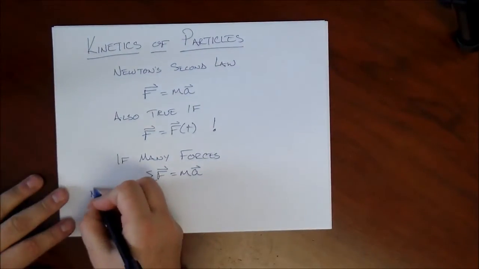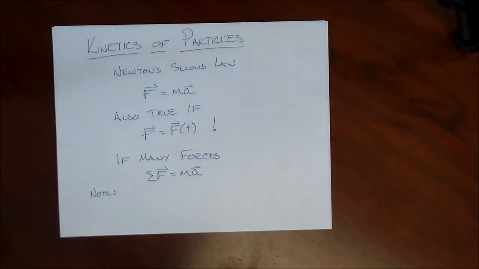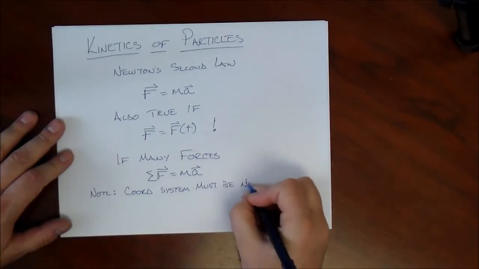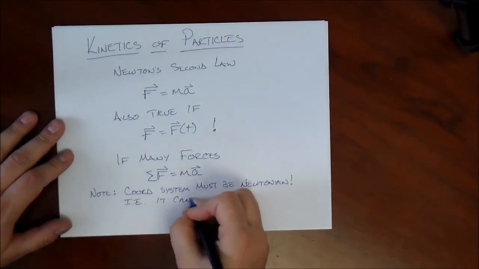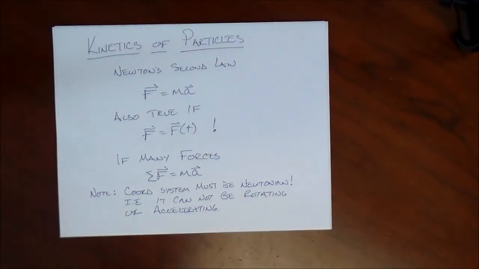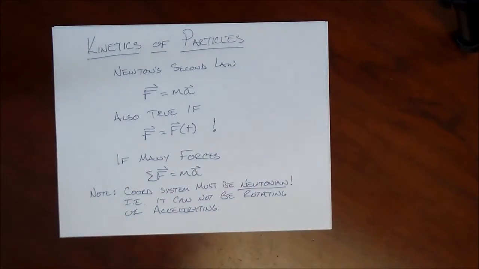Something to note, very important, and that is that the coordinate system from which we measure acceleration is not arbitrary. So this coordinate system must be Newtonian, meaning that it can't be accelerating in any way. So it can't be rotating, changing orientation, or accelerating linearly. It has to be fixed with respect to the stars.